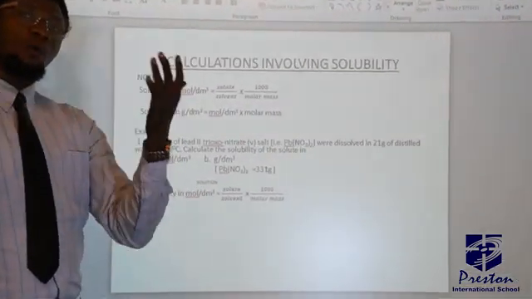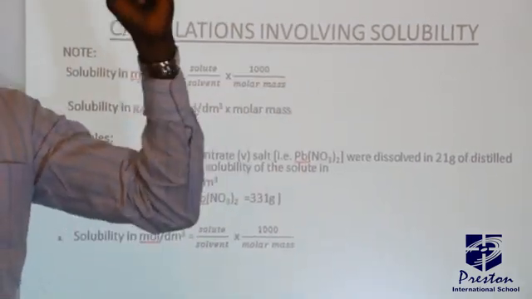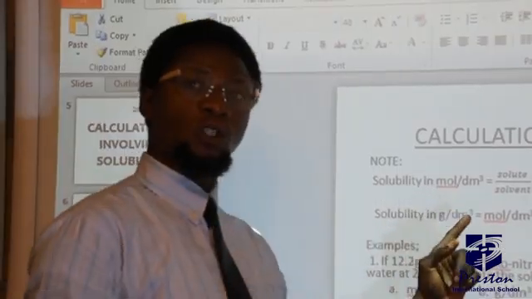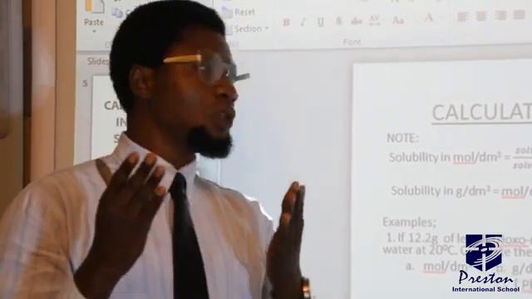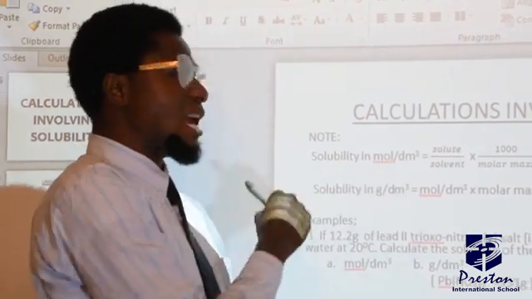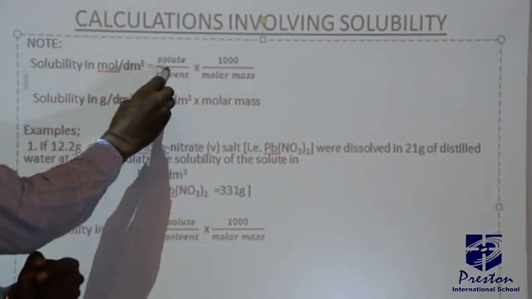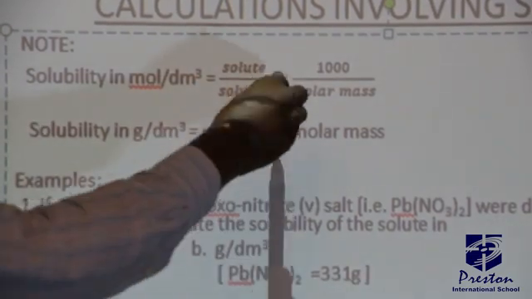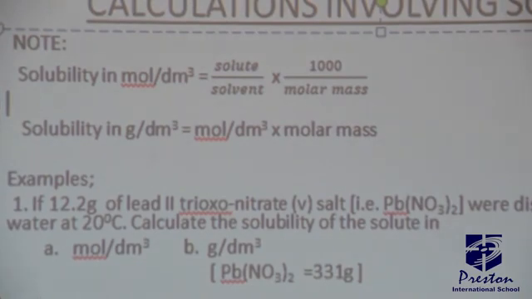Now, there are many ways by which we can calculate the solubility of a solute in a solvent. But one of the fastest and simplest methods is what we want to discuss here, and that is the use of a formula. What is the formula you use in calculating the solubility of a solute in mole per dm cube? That is your solute divided by your solvent. Your solute is the solid sample, while your solvent is the liquid sample. Then multiply by 1000 divided by the molar mass of that salt in question.